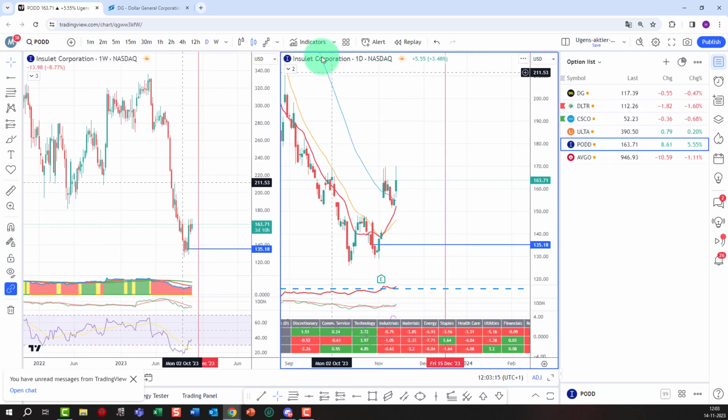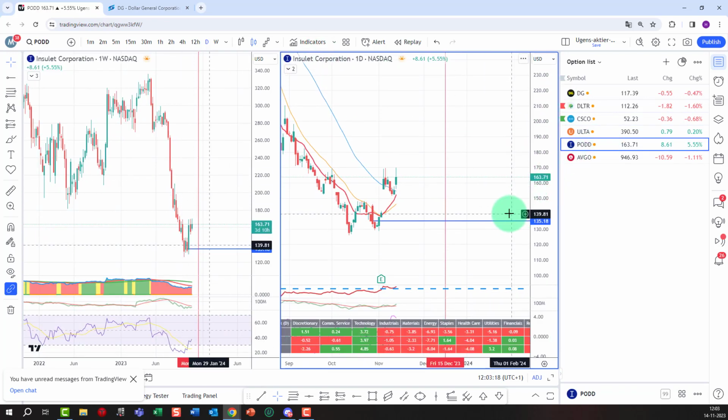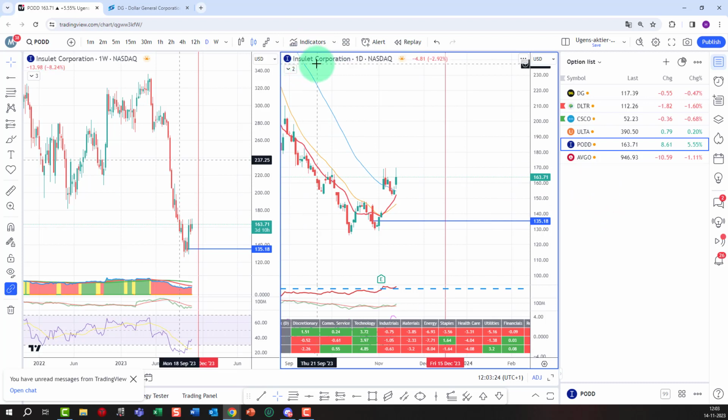Then we have PODD, Insulet Corporation here. And as you can see, some of these you might never have heard of before. Personally, I had to look up what Insulet Corporation actually did. But they're popping up on my TPI scanner with the criteria I have set. And here it was the opposite direction. It was a long trade, meaning that I took this, I think it was Thursday last week, or maybe Friday, around here. And I used the TPI to say this should be bottoming out now if the TPI is correct.